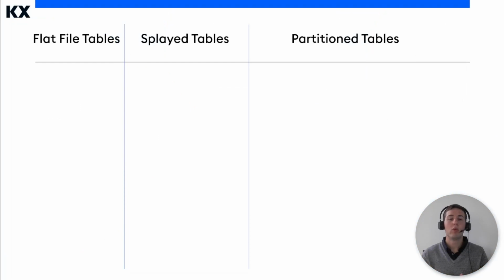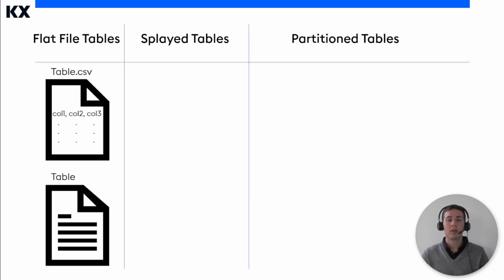For tables which can fit on one disk, there are 3 ways this can be stored: in a flat file, as a splayed table, or as a partitioned table. Flat file tables are when we save a KDB Plus table on disk entirely in one file. Tables can be serialized into well-known file types like CSV or other, but commonly the default serialization method is used to persist tables into a file with no type extension.